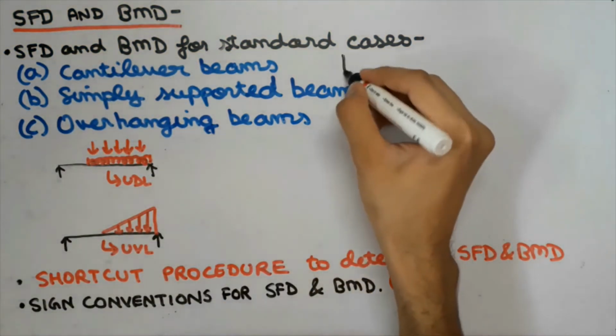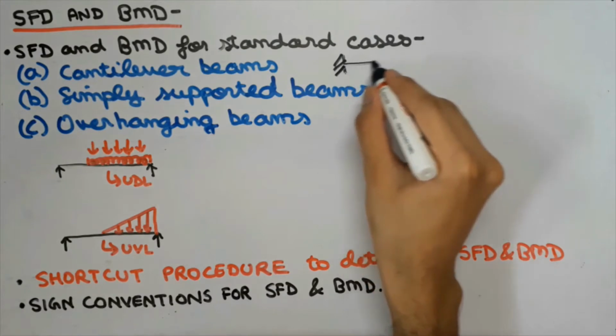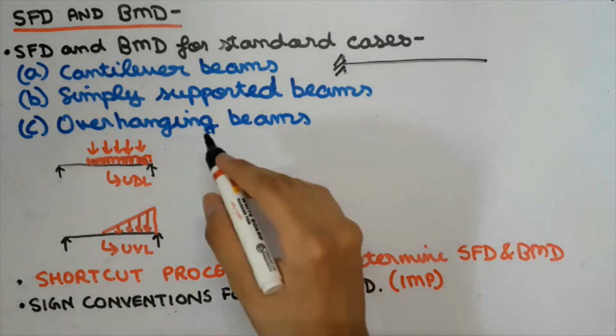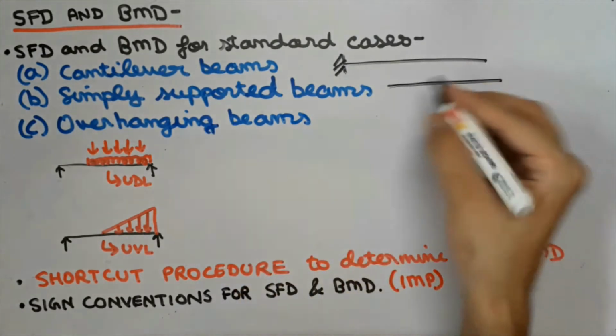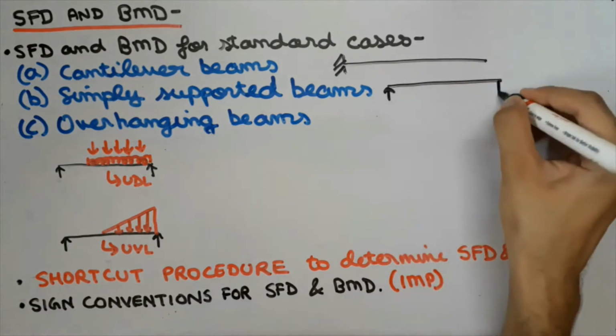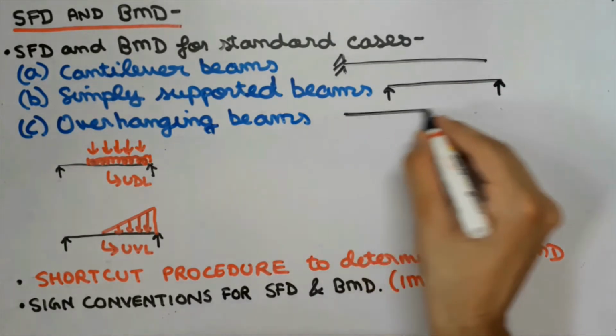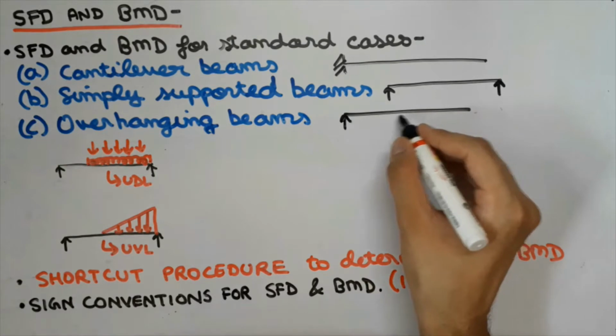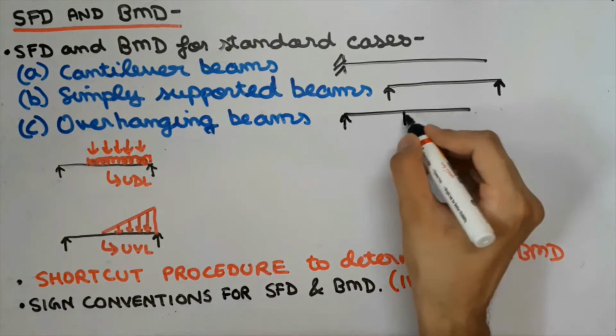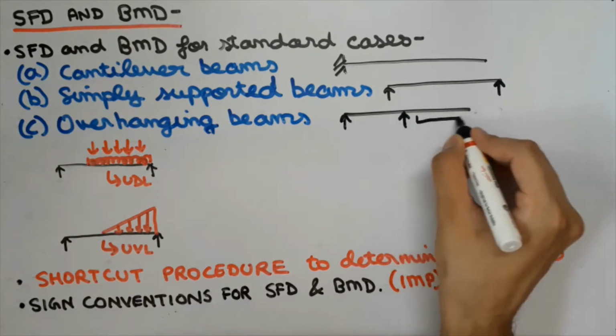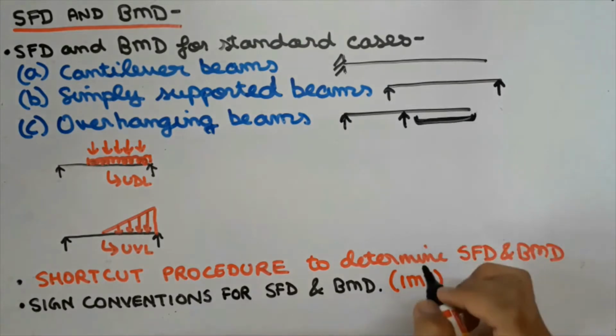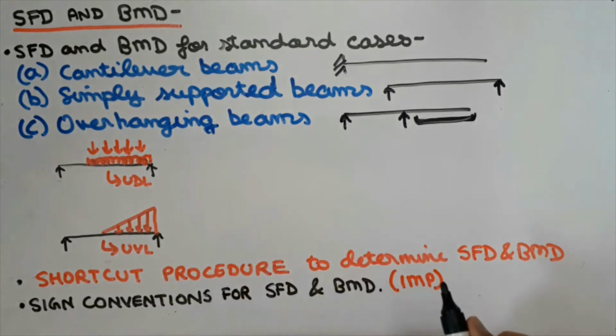Cantilever beams are beams in which one side is completely fixed. And simply supported beams are beams which are supported at both the ends. That is like this. And in overhanging beams, one end is supported while the other is anywhere in between the beam. That is, it can be over here. So this part is known as the overhanging part. That is why it is known as the overhanging beam.